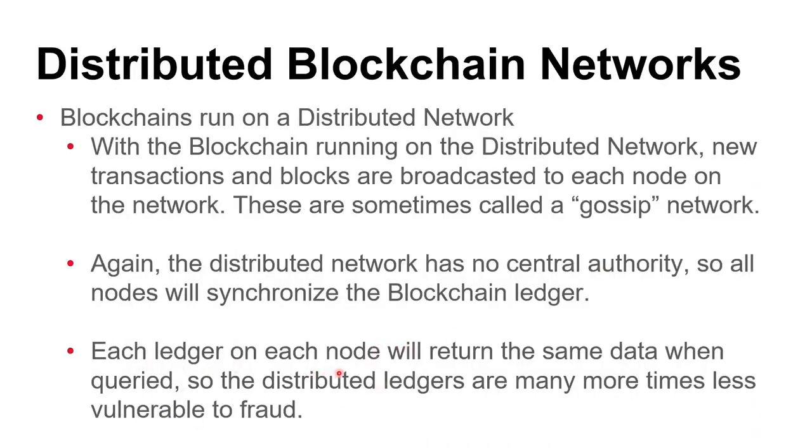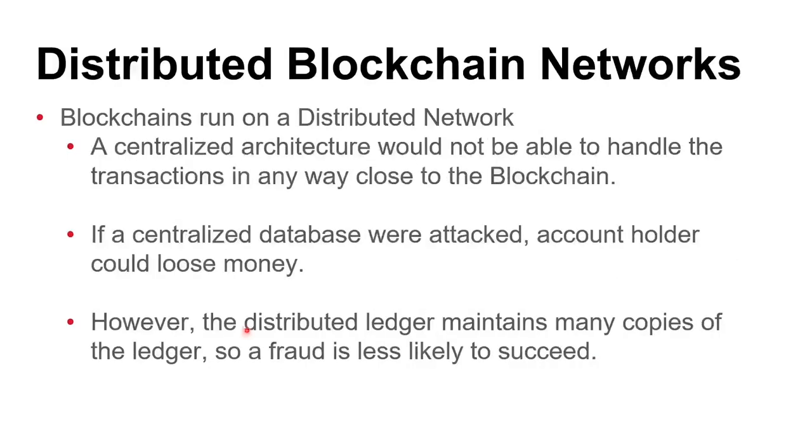So that's why we say that each node will return the same data. And again, a centralized architecture would not be able to handle transactions anywhere close to what a distributed network can handle for the blockchain. If a centralized database were attacked, account holders would have a chance to lose whatever cryptocurrency they are attempting to transact. So that distributed ledger is many copies of the ledger, so fraud is less likely to succeed.